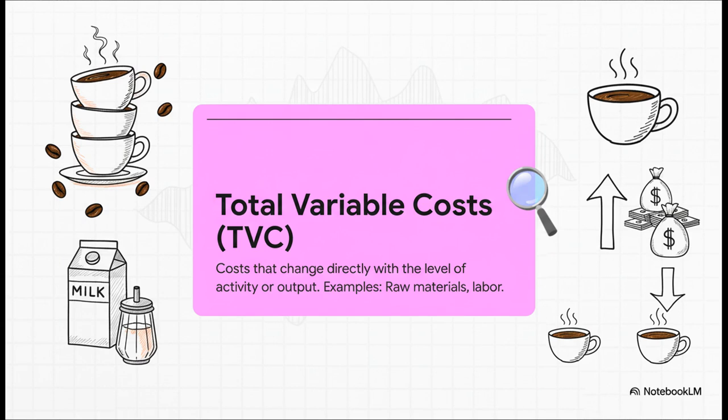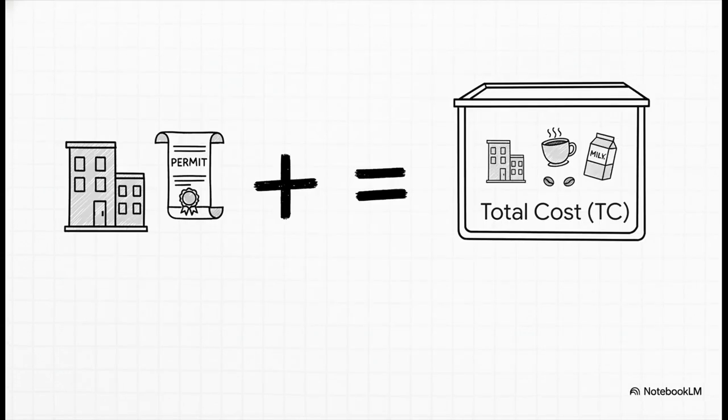And on the other side of the coin, you have total variable costs. Now, these guys are directly tied to how much you're selling. The more coffee you make, the more you spend on beans, milk, sugar, cups. If you have a slow day, these costs go down. They basically move in perfect sync with your sales. And all of this leads to one simple, but honestly super powerful equation.